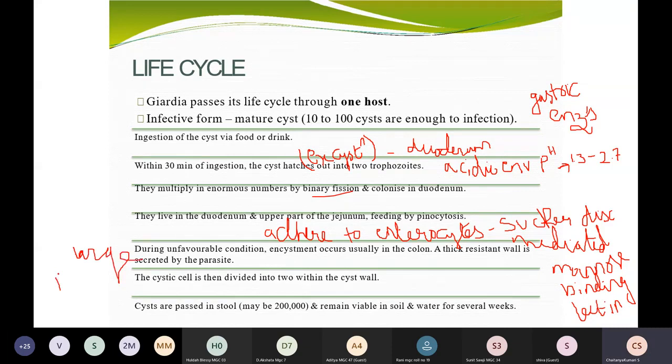They will enter into the large intestine, where encystation occurs because of the neutral pH. Here excystation occurred due to the acidic pH, whereas encystation will occur due to the neutral pH. Encystation is nothing but the trophozoite forming the cyst again. So due to the neutral pH, whatever trophozoite has reached the large intestine will start getting converted into cyst.